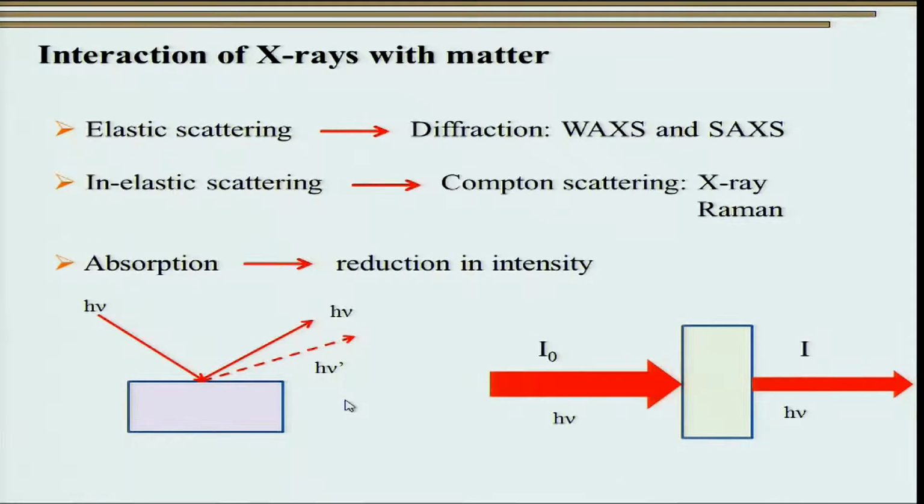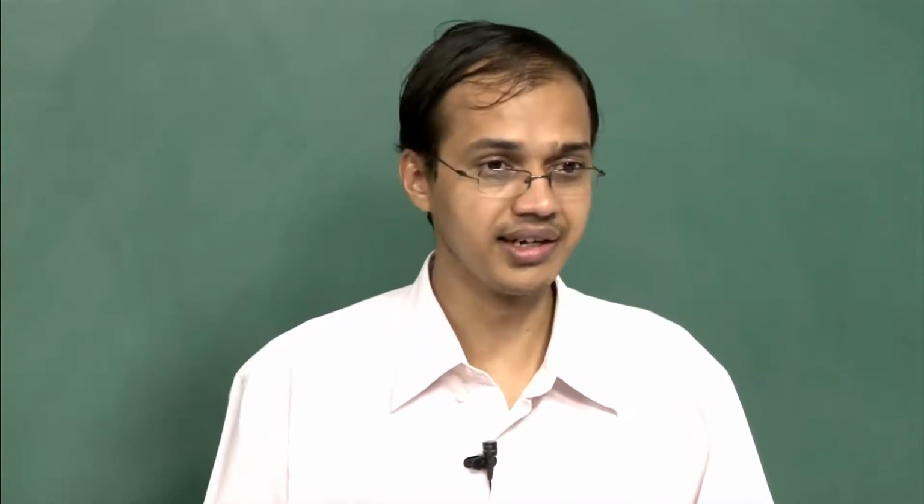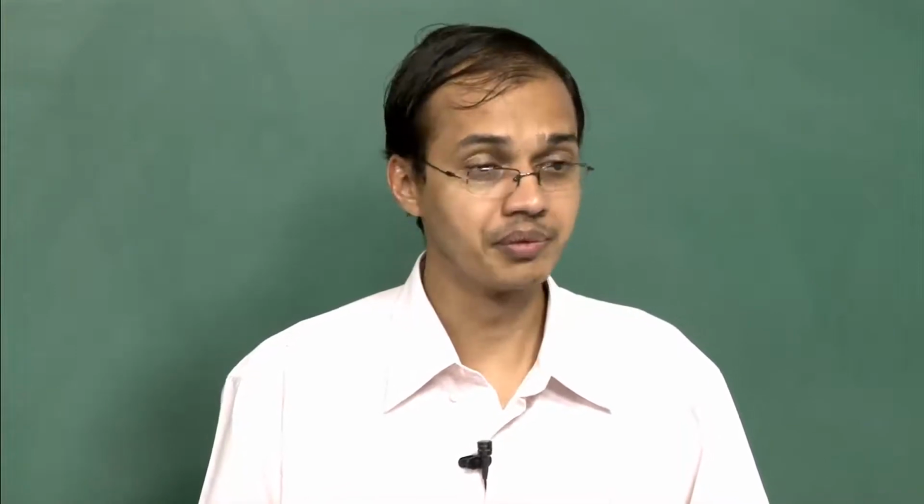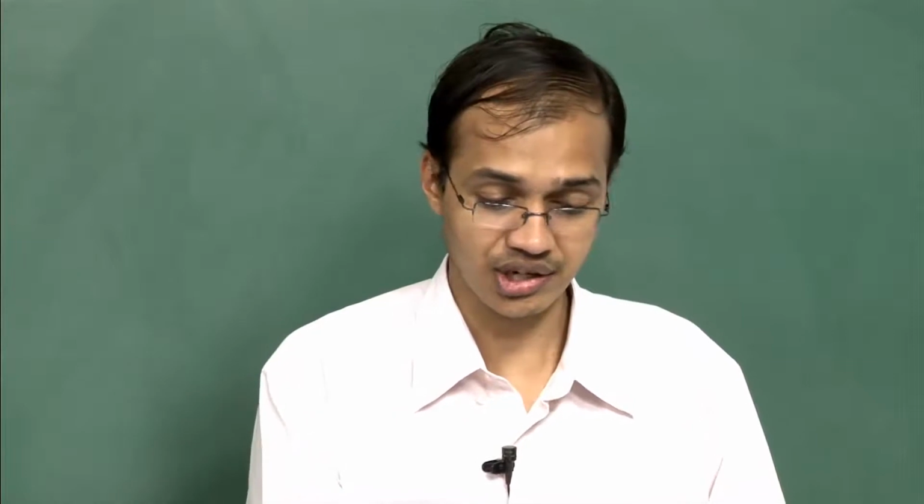So, we know how X-ray interacts with matter. We had talked about elastic interaction which leads to diffraction. Now, the diffraction can be either wide angle X-ray scattering which we carry out on a routine basis in laboratories, or it can be small angle X-ray scattering which we had touched upon in the third and the fourth lecture. At the same time, inelastic scattering that leads to Compton scattering, which is studied using the X-ray Raman effect, was also touched upon in an earlier lecture by my colleague. However, what we are going to talk about today essentially is X-ray absorption.